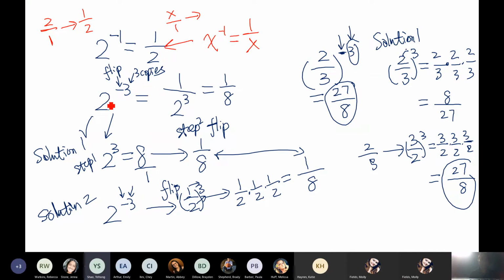Now, similarly, what if I change this 2 right here to x? So we're going to do x raised to the negative third. What does this mean? I can do 3 copies first.